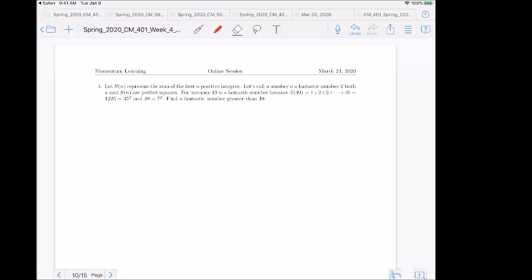So what we want is, let's say we have a number S of n. Looking at the example, S of n represents 1 plus 2 plus 3 all the way to n, which is the same as n times n plus 1 over 2. I want n times n plus 1 over 2 to be a perfect square, but I want n to be a perfect square as well. So we're going to let n be some perfect square k squared, because that's the definition of a fantastic number.